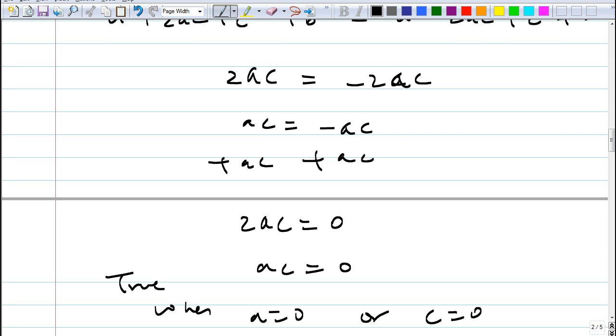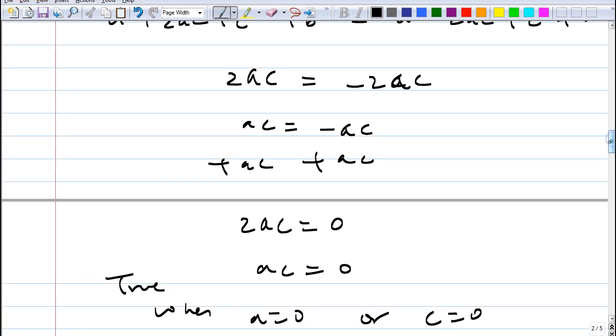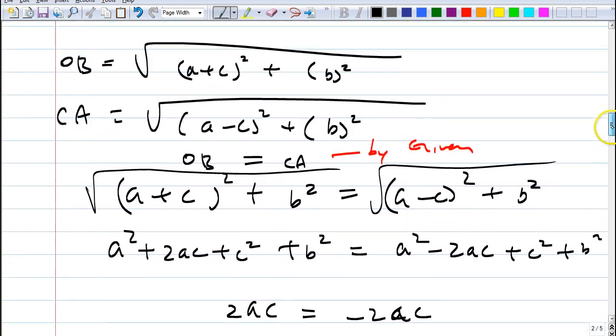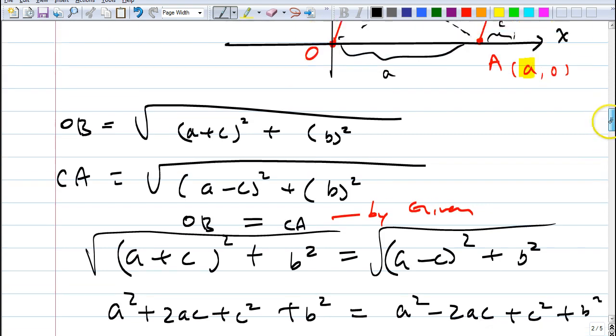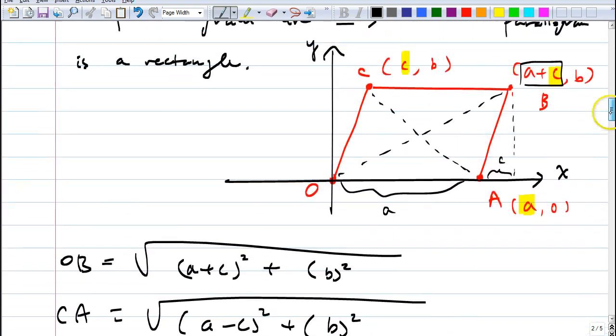If this is true, can A be 0? Let's go back to our diagram. Can A be 0? No. Why not? If A is 0, look, this will be 0, 0, and what about this? A plus C will be C comma B. So you will just get a line, a segment. Is that a parallelogram? No. So A can't be 0, so we have to throw that out, right?